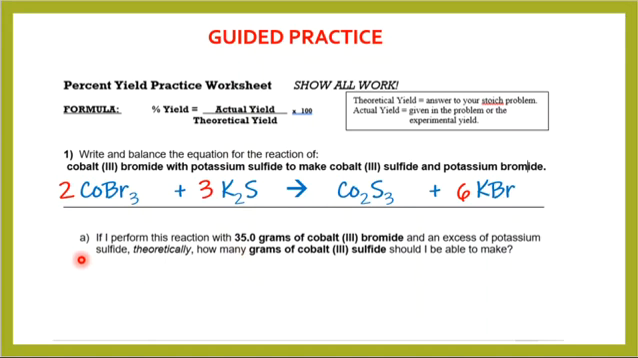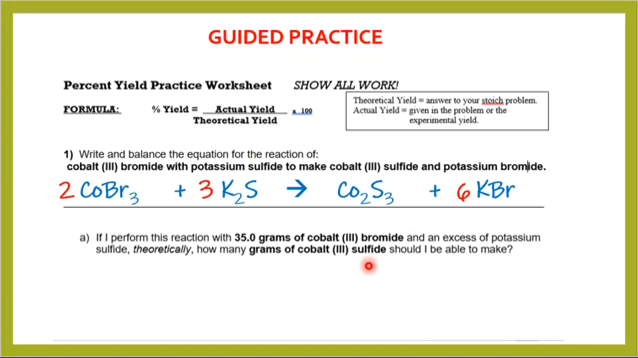So the first part of the problem states, if I perform this reaction with 35 grams of cobalt-3 bromide and an excess of potassium sulfide, that means you're not going to run out of potassium sulfide. You have plenty of potassium sulfide. Theoretically, how many grams of cobalt-3 sulfide should I be able to make?